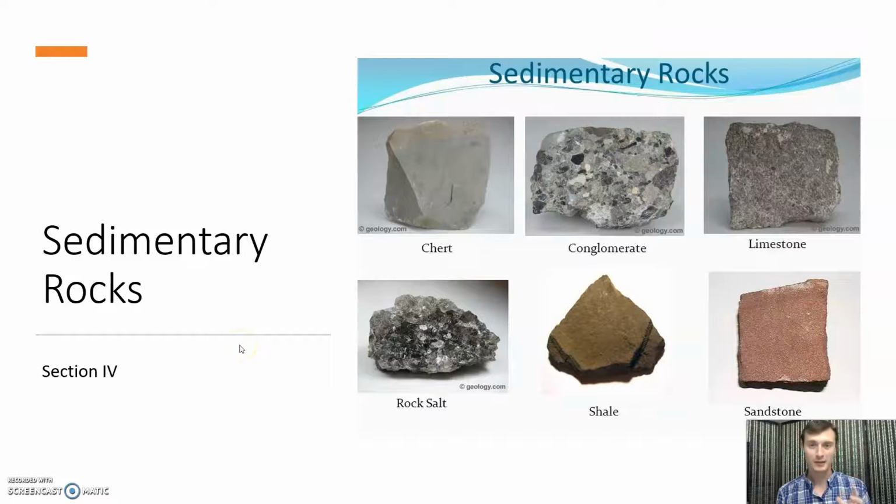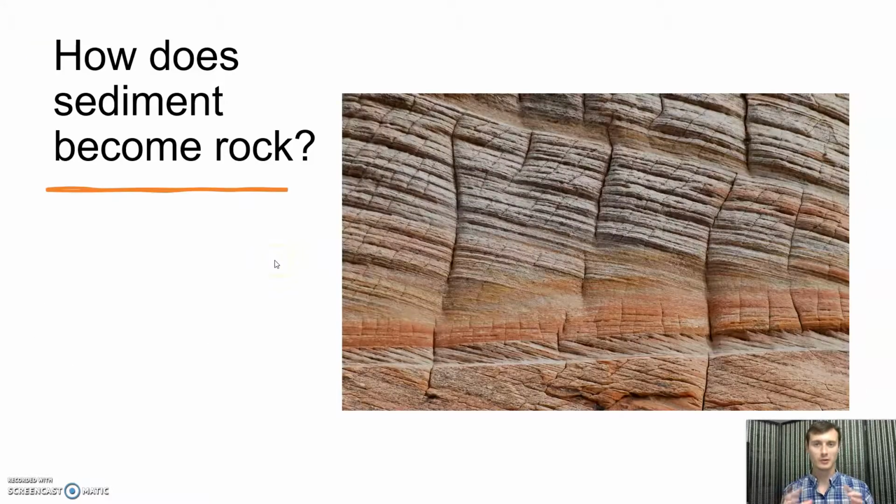Welcome back, everybody. The final section here, we're going to talk about sedimentary rocks. Finally, we're going to talk about the fun stuff: rock salt, don't lick it, conglomerates, shale, sandstone, limestone, and chert, and many more. All right, so what is our central question here? We ask, how does this thing called sediment turn into rock?